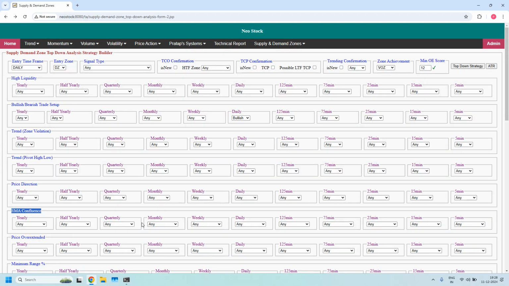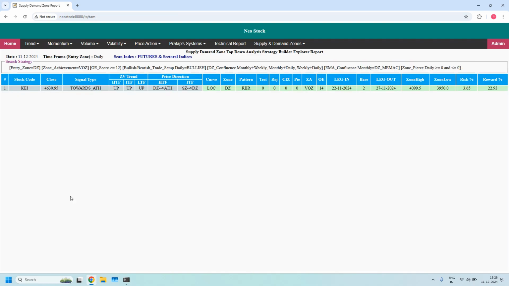In the EMA confluence at monthly time frame, monthly demand zone having monthly EMA confluence. So this stock is having an even more high probability trade setup, because in this stock daily zone is part of weekly, both together part of monthly, and that monthly zone is having monthly EMA confluence, and also monthly trend is uptrend. Okay, this is about bullish trade setup for monthly income trade.